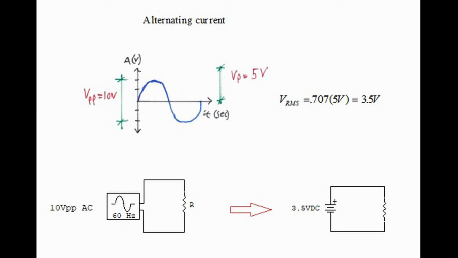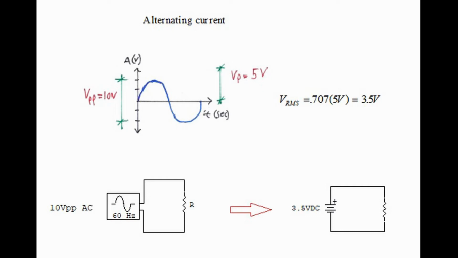Volts RMS is found using the formula shown, which is that volts RMS is equal to 0.707 times volts peak. In this case, 0.707 times 5 volts, which equals 3.5 volts. And the reason is that voltmeters are calibrated in volts RMS. When measuring AC, you're really measuring the RMS value.